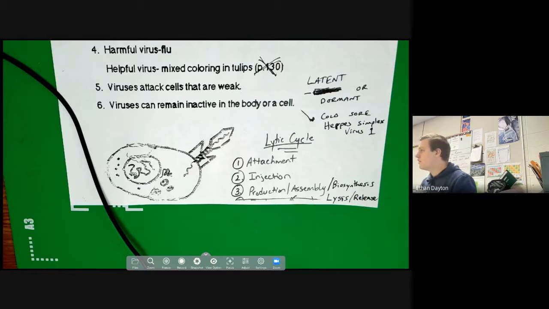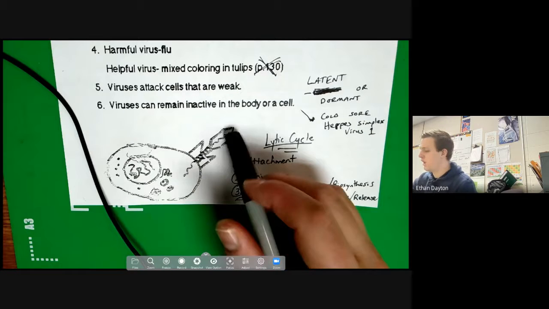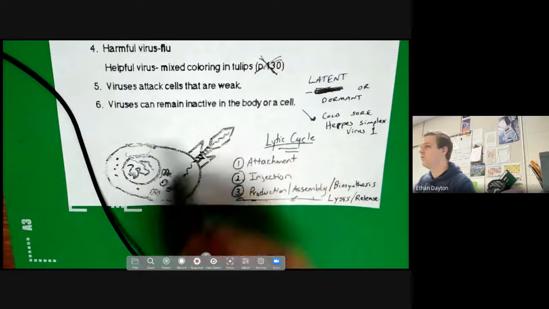Is that actually what a virus looks like? That's what bacteriophages look like. Not all of them look like that though, so they have different shapes. Like this is its capsid here. It looks like a light bulb.